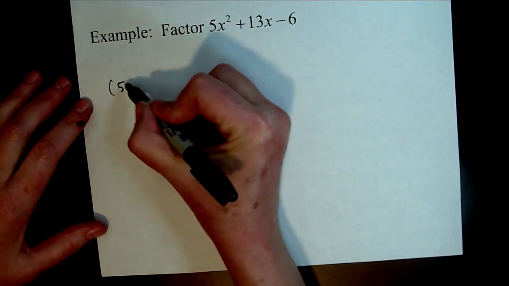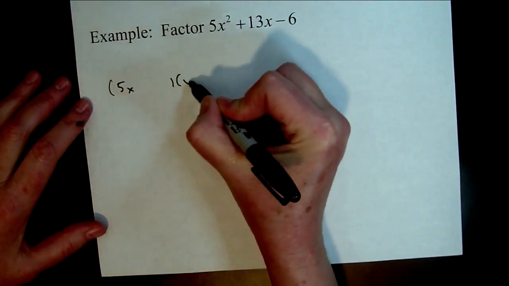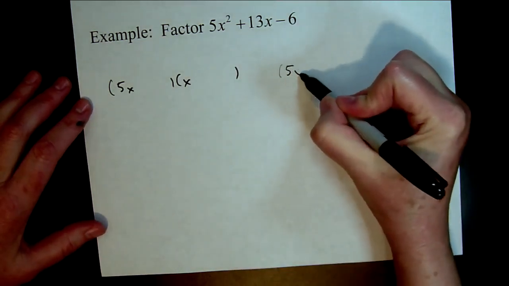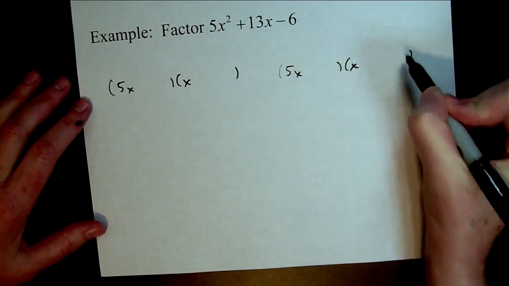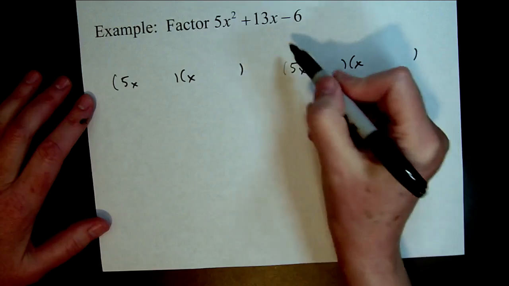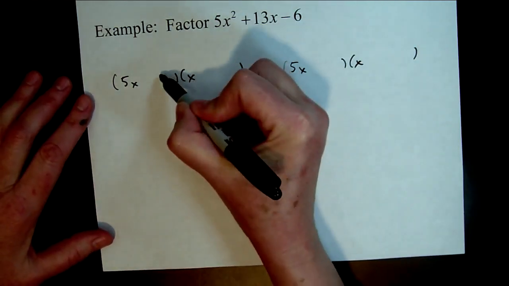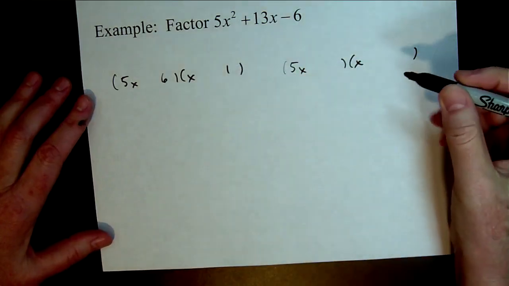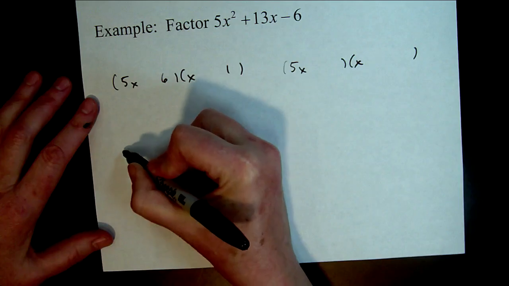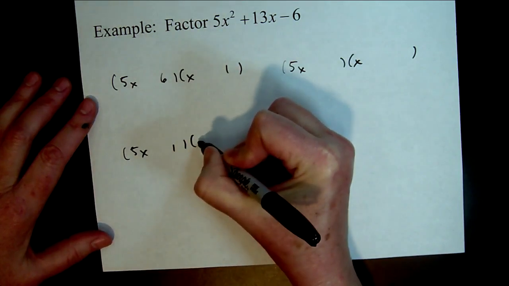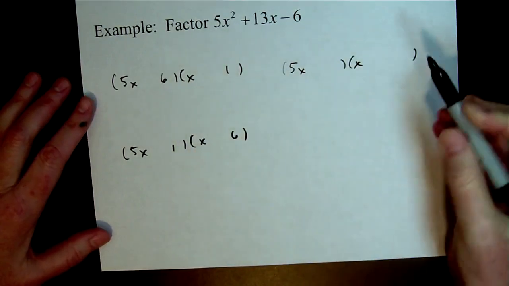Now I'm going to take the same approach where I'm going to start out filling in what I need for the front end. So to get a 5x squared, I'm going to have to have a 5x and an x. To get a 6, I could possibly have a 6 and a 1 or a 1 and a 6. Those will give me different middle terms.